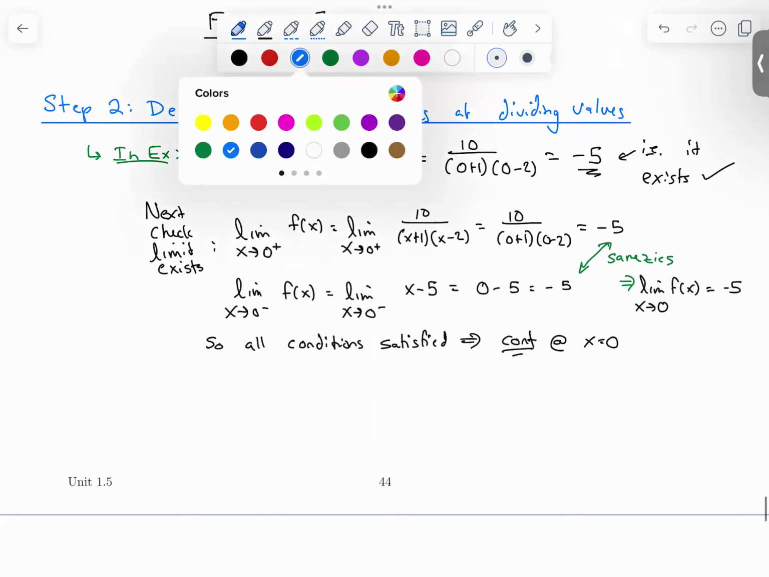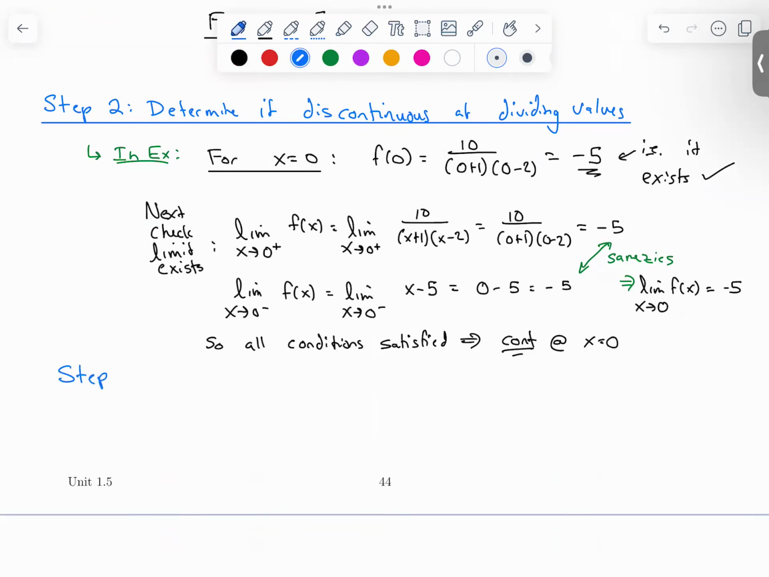Step 3 is to use step 1 and 2 to answer it. So that's why I encourage you to underline your points of discontinuity, because there's a lot of work going on here. When that happens, if you're trying to parse through all this work, it's hard to find it. So that's why I underline it here.